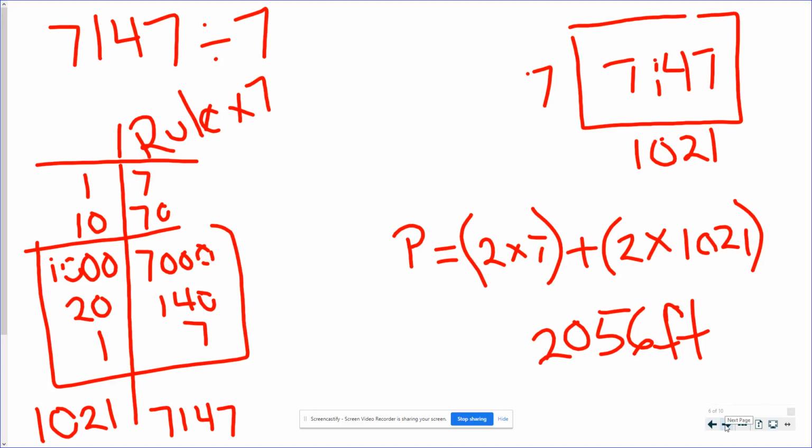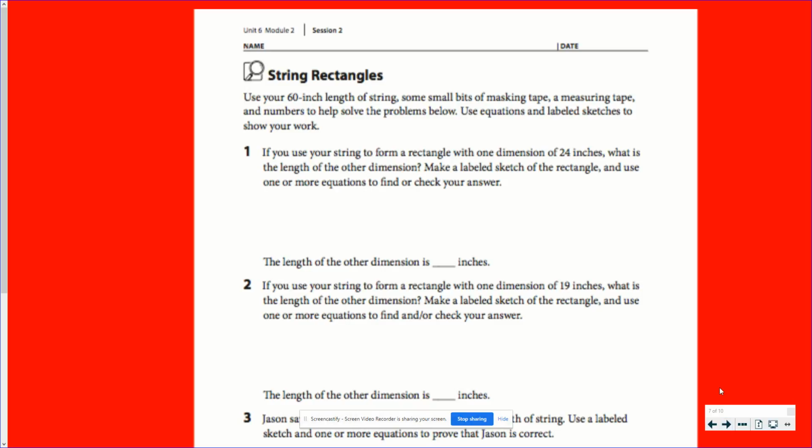If you need to take a break for a moment, go ahead and pause the video. In your yellow book, you'll see on page 227 some problems like this. It says to use your 60-inch length of string. Well, obviously you don't have the string in hand, but that's fine because you don't actually have to physically have string to solve this type of problem.